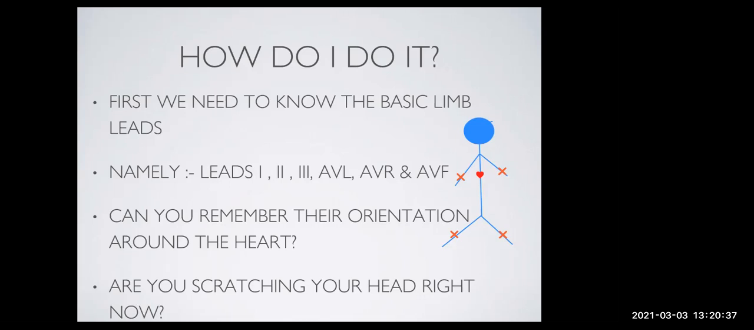So what happens, lead 1 eventually ends up just about there, all right? Lead 2 ends up looking at the heart from just about there, and lead 3 ends up looking at the heart from just about there. So these are your 6 limb leads, all right?